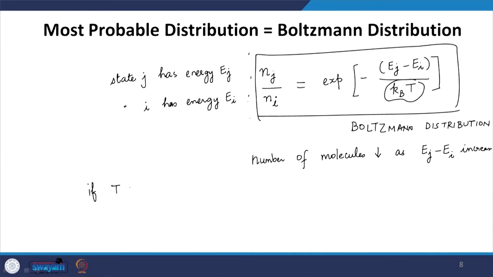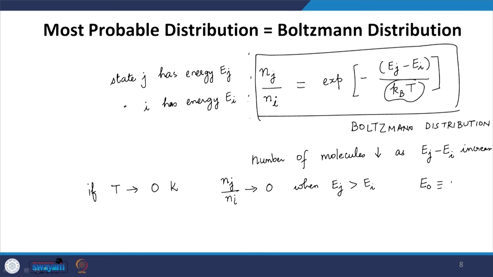That is, if T goes to 0 Kelvin, what you will have is Nj by Ni practically goes to 0 when Ej is higher than Ei. And what it tells you is that the lowest possible energy state, let me call that E naught, or the ground state, will be the one where all the molecules are going to be.